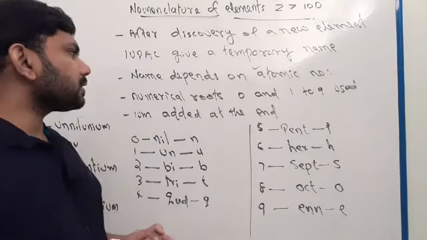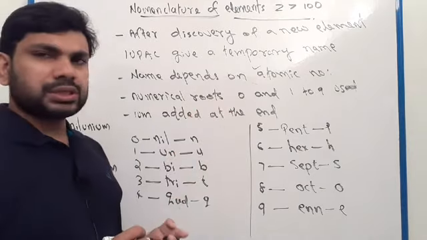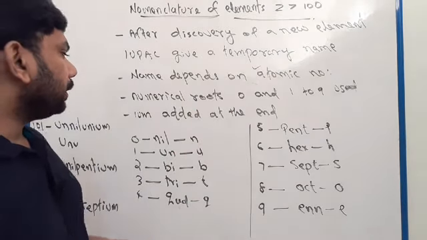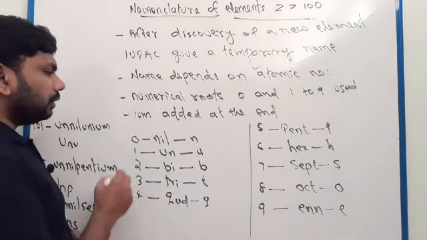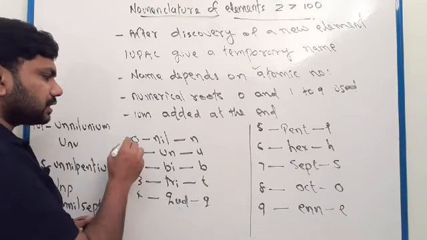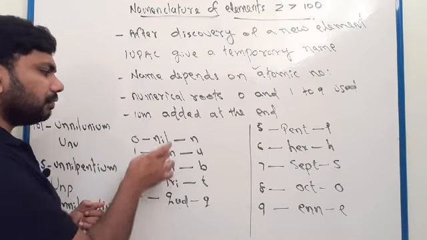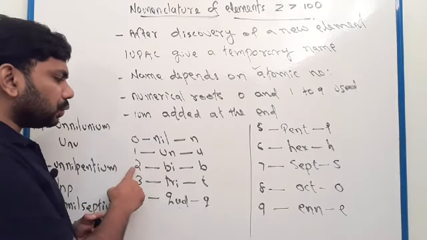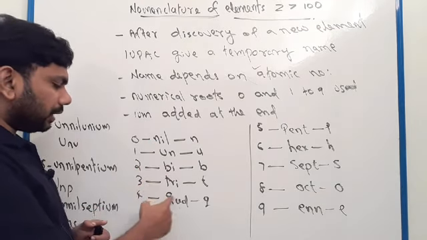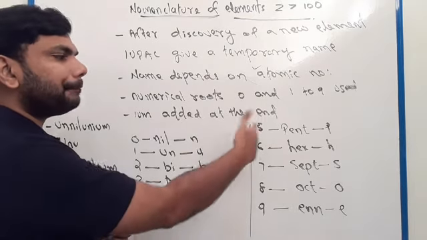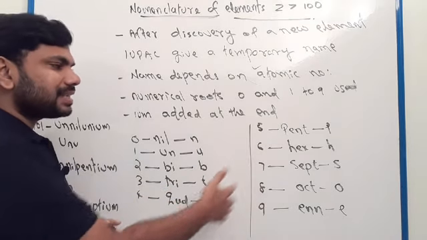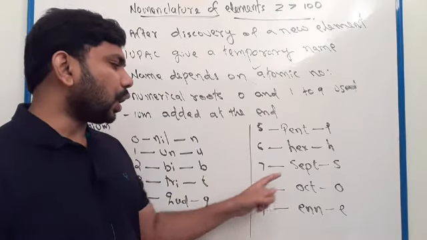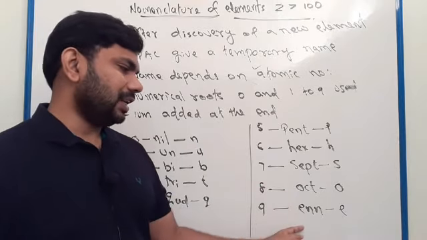Also, some numerical roots are used. Numerical roots mean here we will use some prefixes. For 0 we use nil, 1 un, 2 bi, 3 tri, 4 quad, 5 pent, 6 hex, 7 sept, 8 oct, 9 enn.